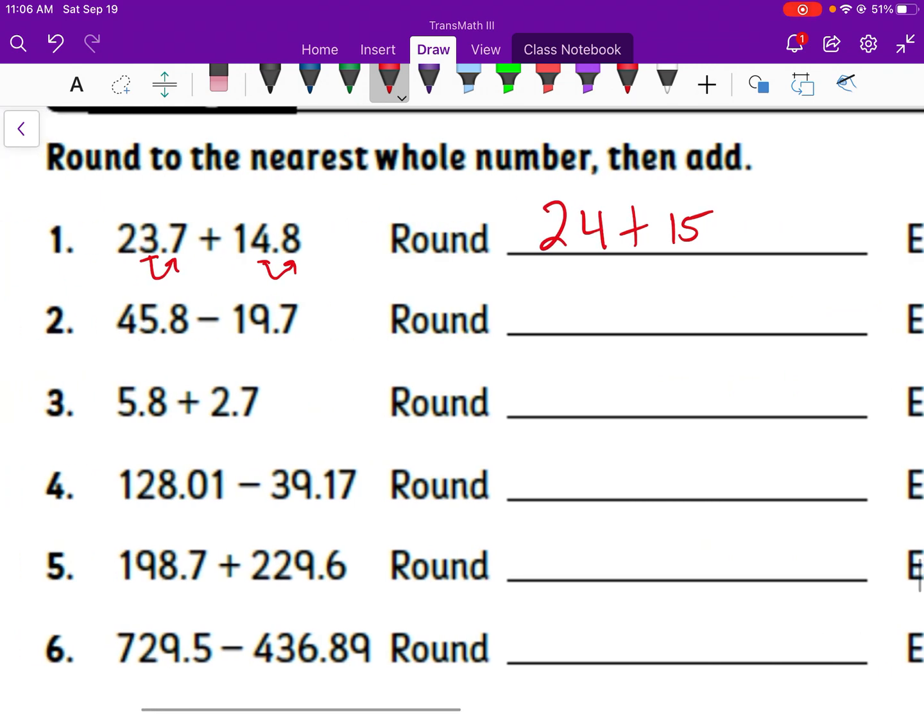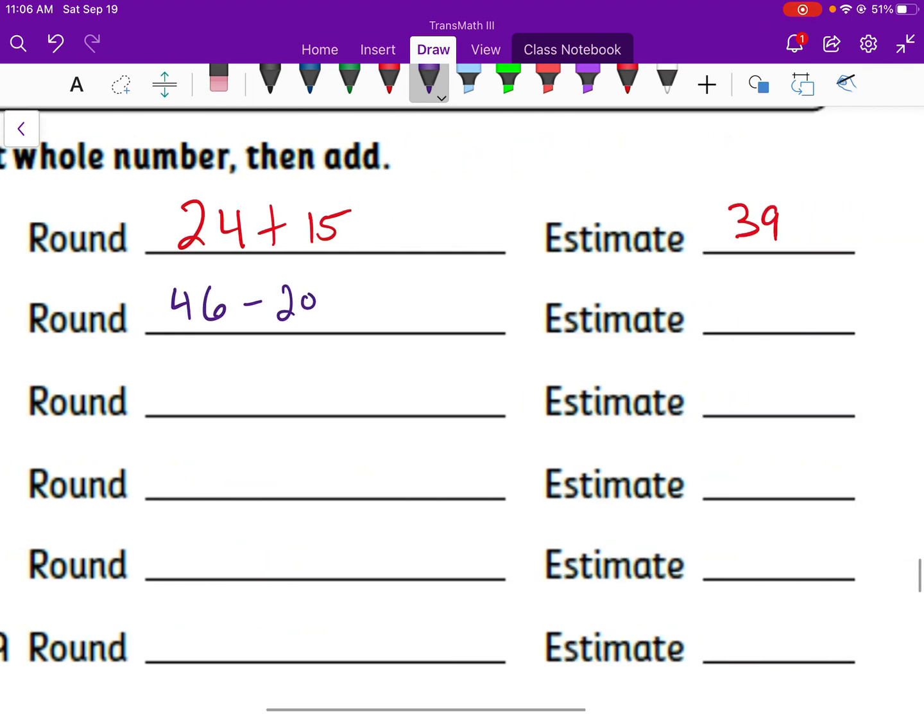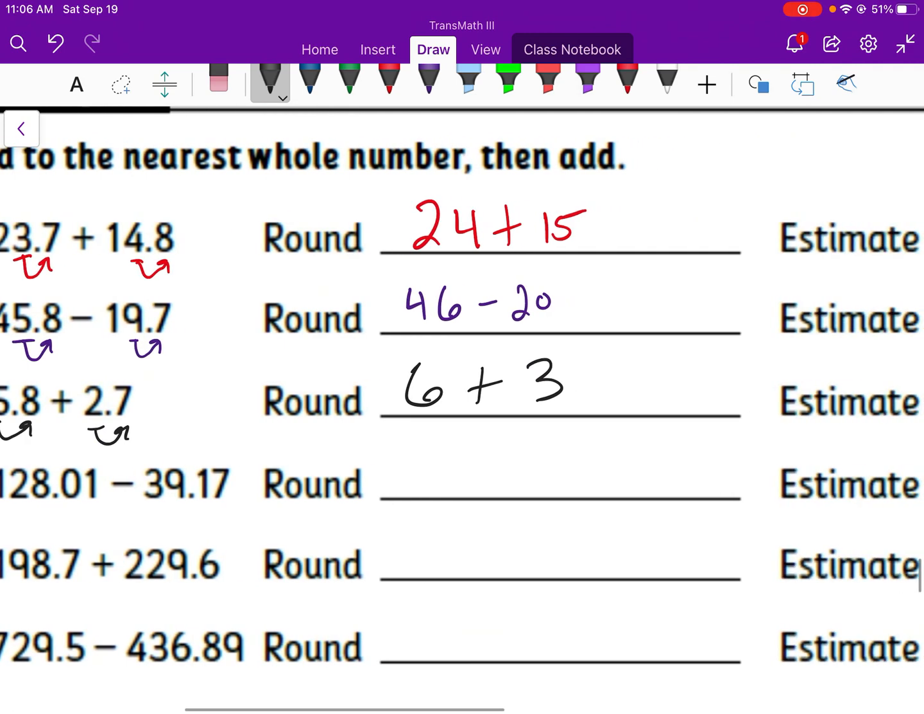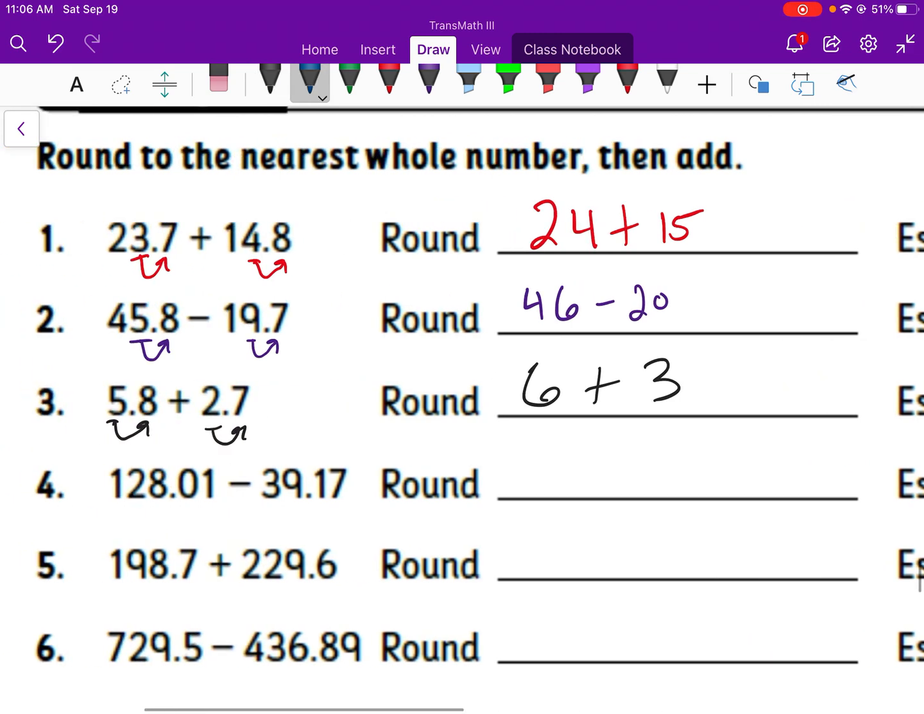Okay, and the next one, 45.8. That's close to 46. Minus, that's close to 20. So doing that subtracting, we should get something around 26. Again, that's just an estimate, not an exact answer. Okay, so 5.8, we're going to round to 6. 2.7, we're going to round to 3. So we're going to estimate that this answer will be around 9.